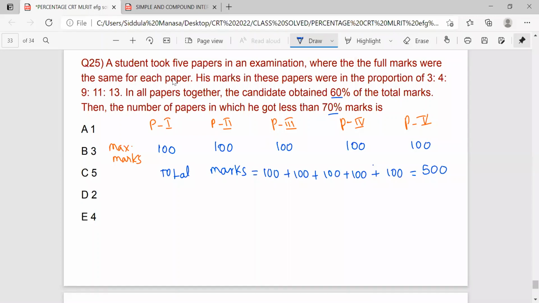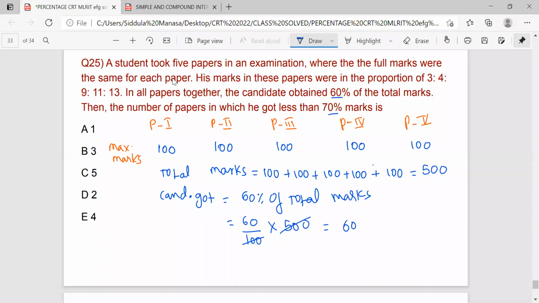But how much did he get? The candidate got 60% of the total marks, which is 60 by 100 into the total marks 500. That becomes 60 into 5, which is equal to 300. So the total marks he got is 300. In the papers, 3 parts, 4 parts, 9 parts, 11 parts, 13 parts, all together will be 300.